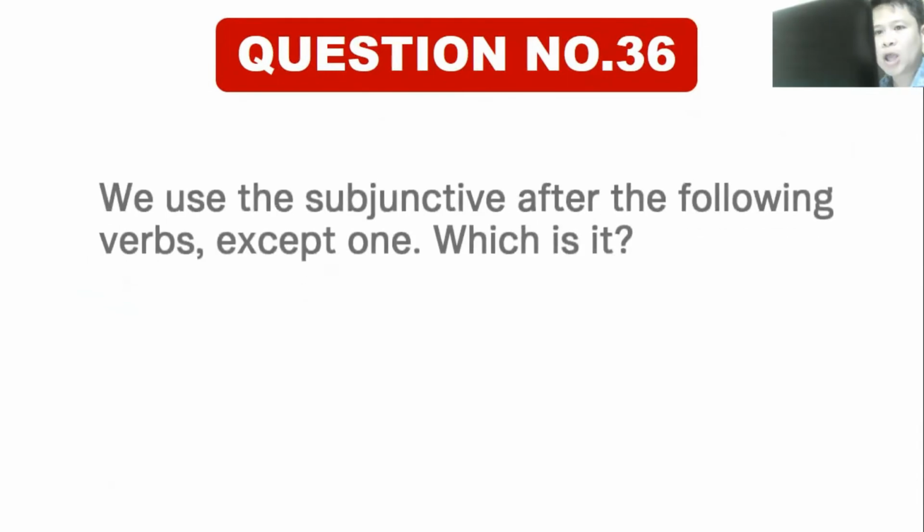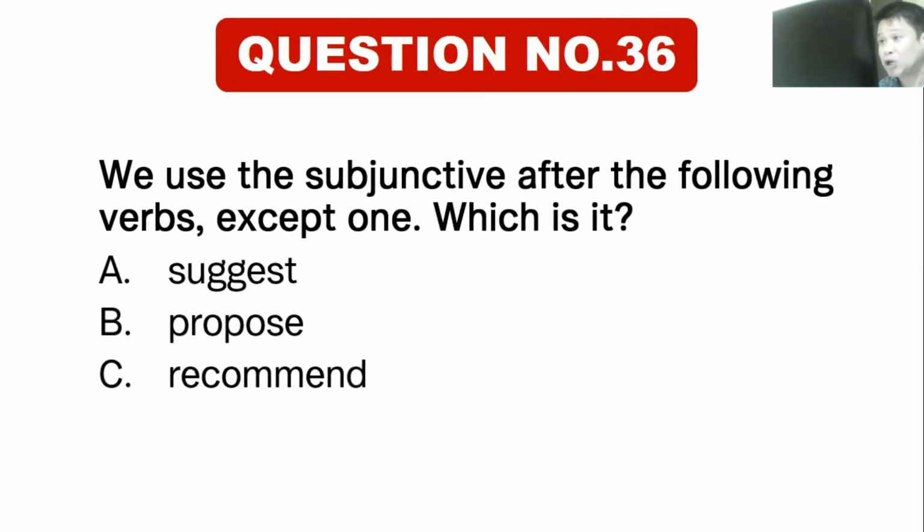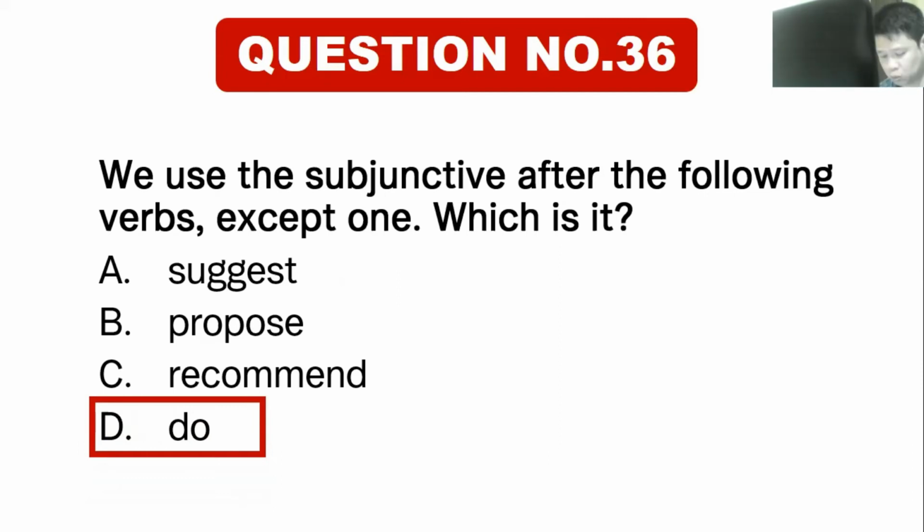Number 36. We use the subjunctive after the following verbs, except one. Which is it? A, suggest. B, propose. C, recommend. D, do. Again, we use the subjunctive after the following verbs, except one. Which is it? A, suggest. B, propose. C, recommend. D, do. The correct answer is do. We use the subjunctive after all these verbs, suggest, propose, recommend, except the verb do.